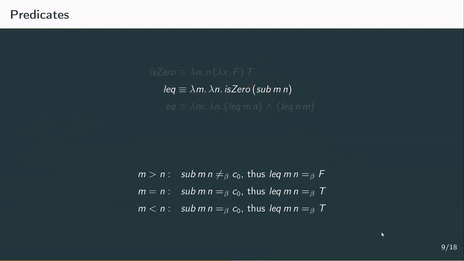We have the following 3 cases. If m is greater than n, m minus n is greater than 0, so the term sub m n will return some Church numeral unequal to 0, and the function thus returns false. If m is equal to n, we know that sub m n is 0, and we return true. Lastly, since we know that sub m n is always 0 if m is smaller than n, the return value is again true.